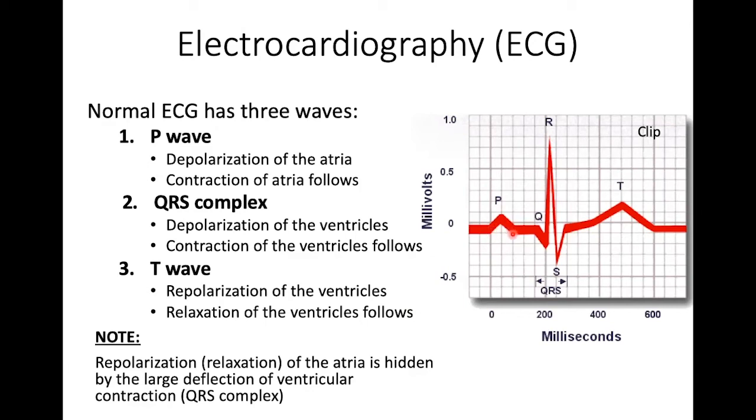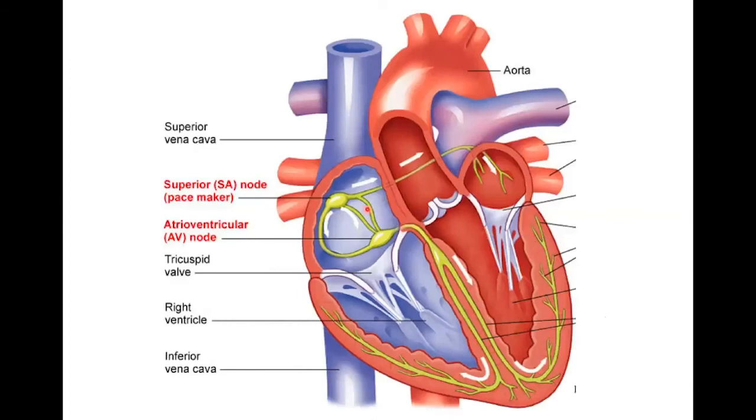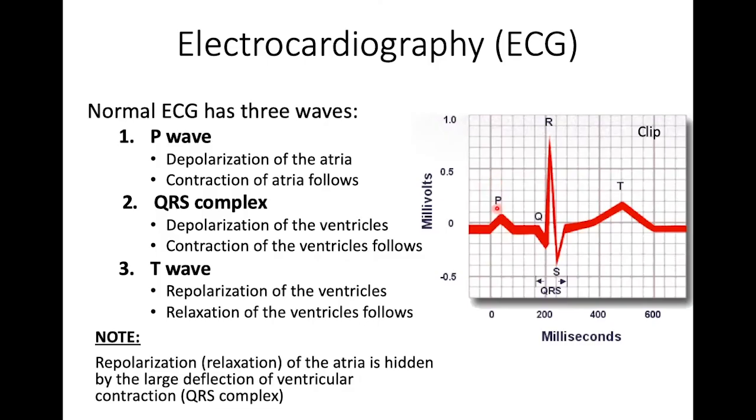And first off, what you see here are three separate waves. We have the P wave, followed by the QRS complex, followed by the T wave. Now, the P wave is representative of the depolarization that's taking place within the atria. So when the SA node fires off an action potential and depolarizes the right and the left atria, we visualize that as this P wave. Then what happens after the atria are depolarized? Well, they will subsequently contract.